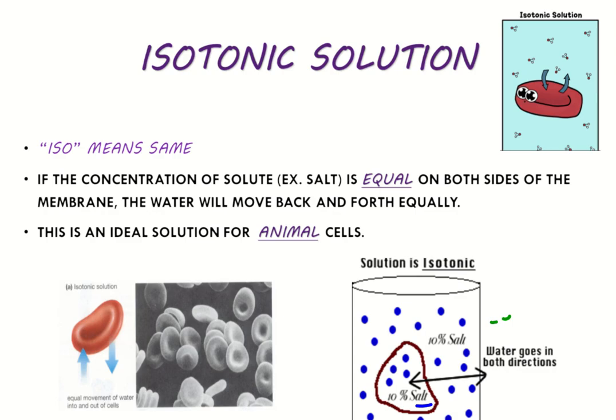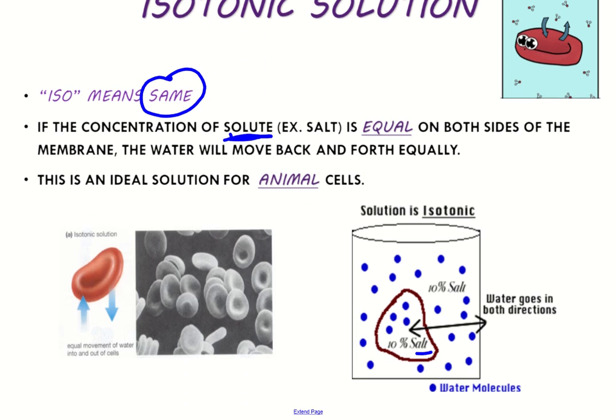So the first solution is iso. Now iso simply means the same. Now these three solutions are based off of the solute. But the easiest thing is to simply look at the solute and then kind of compare it to the water solution, or water concentration, shall we say. So when we look down here, we have 10% salt, so that means 90% water. Inside the cell, same thing, 10%, which means 90% water. So since they are both the same concentration, we're going to see equal rates going into and out of the cell. So the shape remains the same.